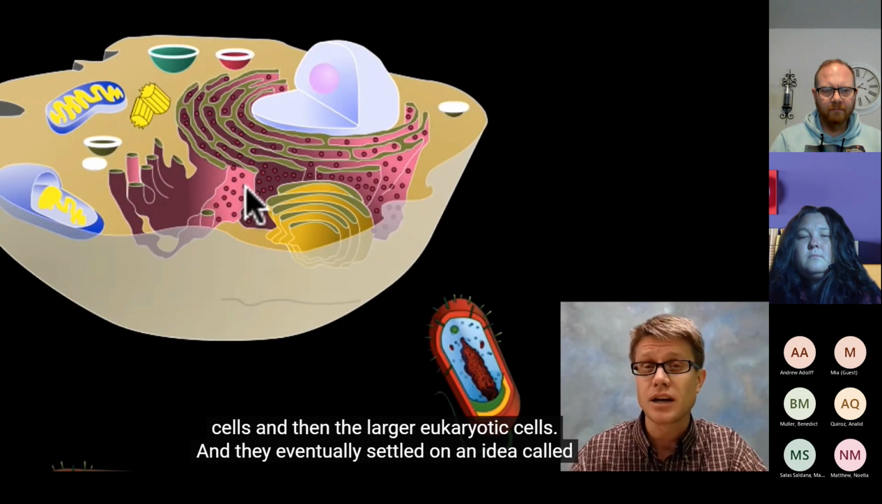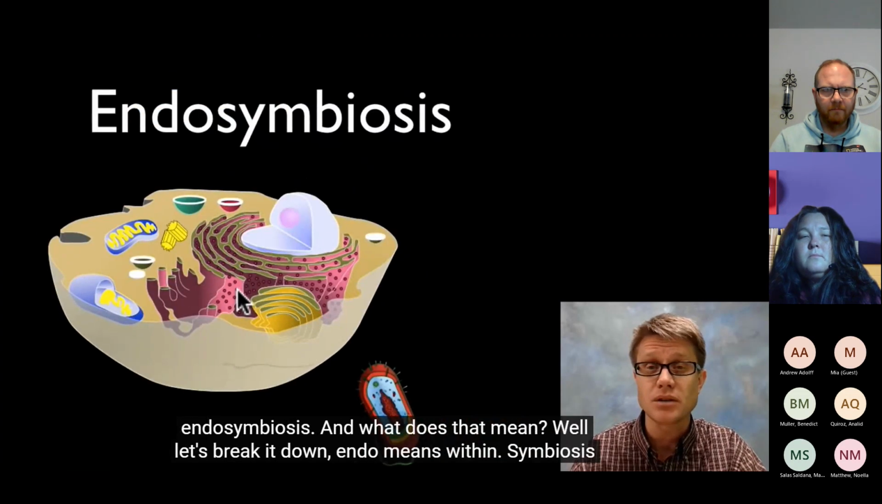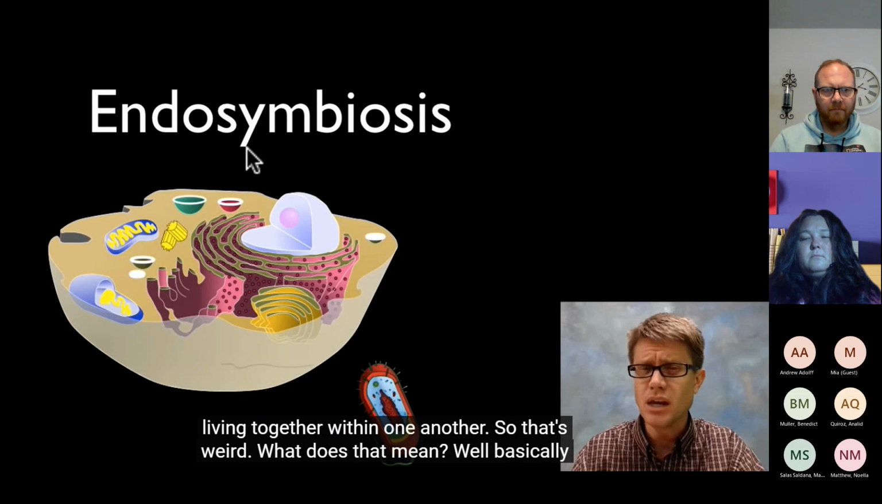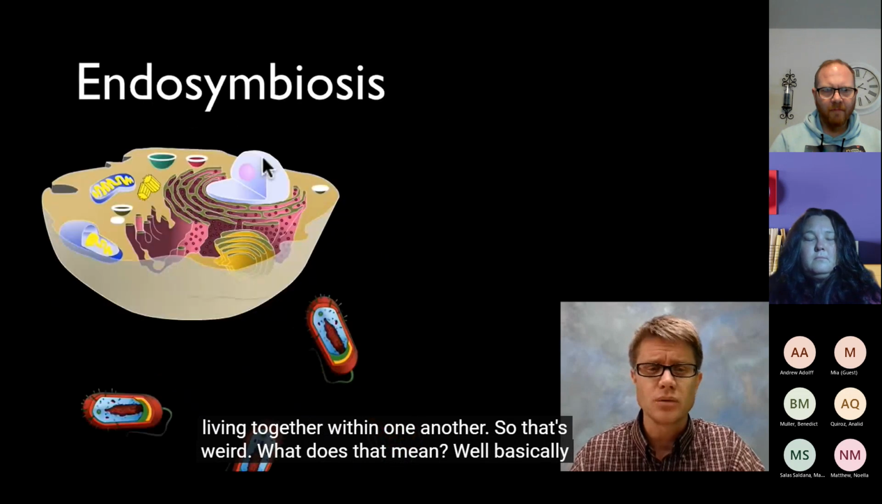And they eventually settled on an idea called endosymbiosis. And what does that mean? Well, let's break it down. Endo means within, symbiosis means together, and bio just means living. And so basically we have organisms that are living together within one another. So that's weird. What does that mean?